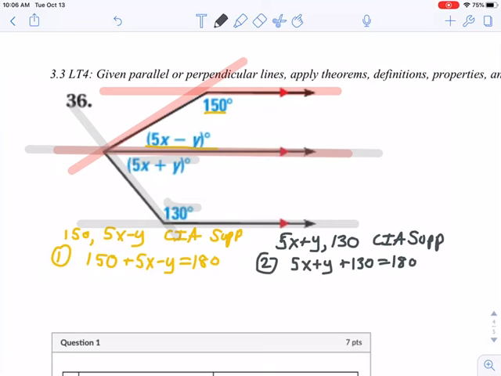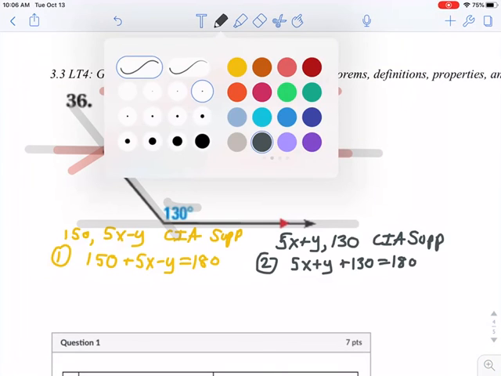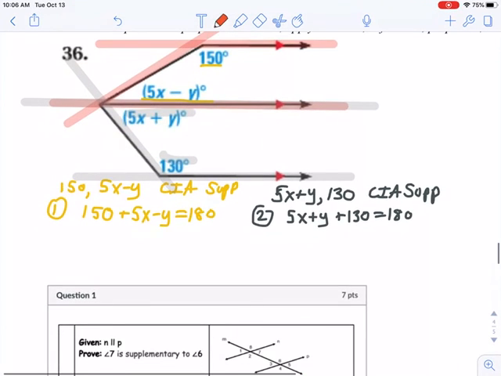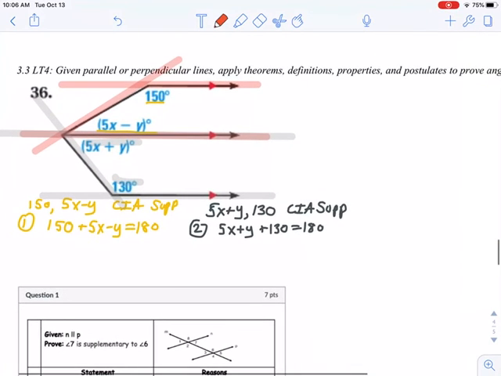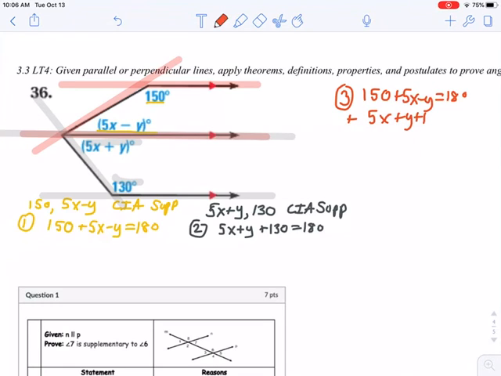From here, last year you learned substitution and elimination. What I'm going to do is write it up here. I'm just going to take both equations. I'm going to take 150 plus 5x minus y equals 180, and add it to equation 2. My like terms aren't matched up, but that's okay, I can just match them up.